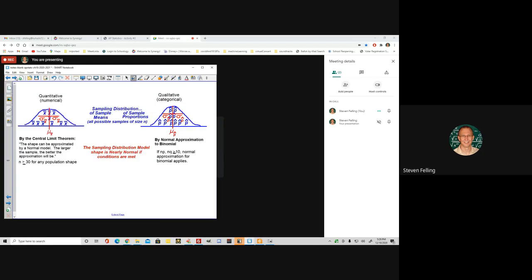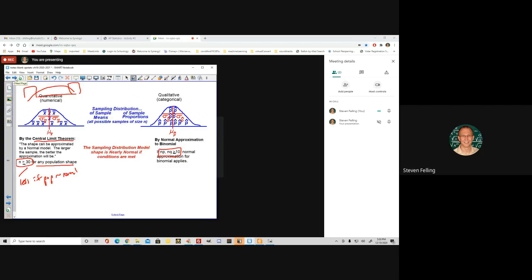All right, so the shape of the sampling distribution model is normal or approximately normal as long as certain conditions are met. For the numerical case, the central limit theorem says the sample size has to be at least 30. That means it'll be normal no matter how crazy the shape of the population is. But if you're sampling from a normal population, you can get by with less if the population is closer to normal. For the yes/no variables, the requirement is that np and nq have to be at least 10 so that the normal approximation to the binomial applies. All right, that's a summary of what we've seen so far.